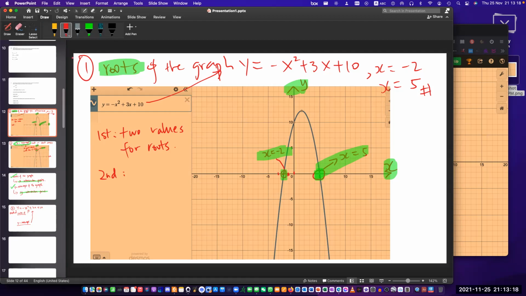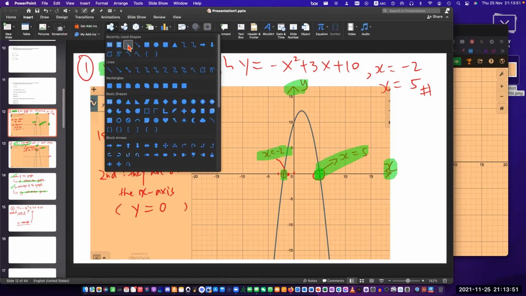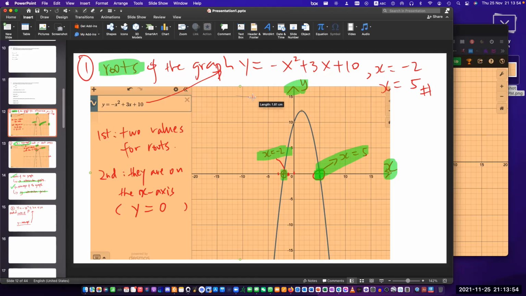Yeah. Okay. What's the meaning of this? They are on the x-axis. So this is the English meaning. What's the mathematics meaning? Any idea? No. Okay. The mathematics meaning of this is y is equal to 0. So why do I say y equals 0? So you can actually see. Can you see that?